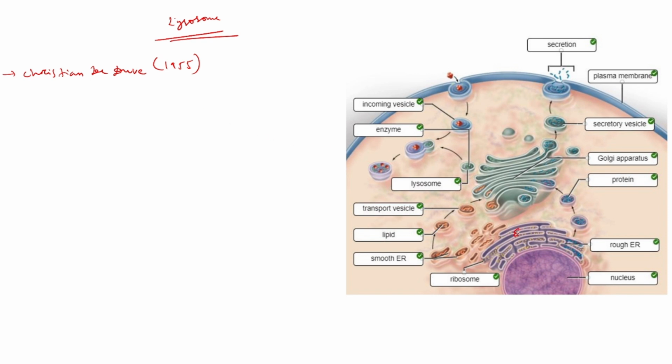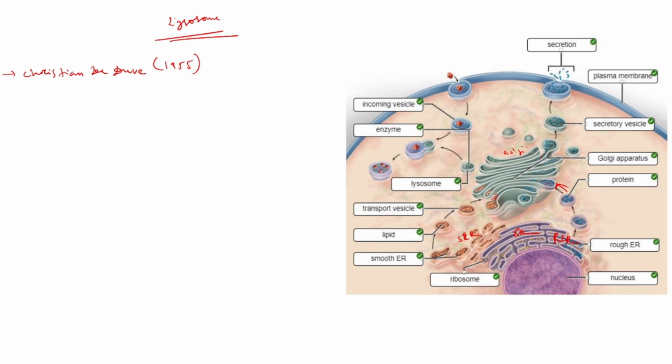This is the ER. So this is the Golgi, and this is the rough endoplasmic reticulum, and this is the smooth endoplasmic reticulum. The smooth endoplasmic reticulum synthesizes the lipid and transports it to the Golgi. And the rough endoplasmic reticulum synthesizes the protein and transports it into the Golgi. After that, the Golgi apparatus sorts, that means the protein and the lipid destination is decided by the Golgi apparatus. So now come to the lysosome.